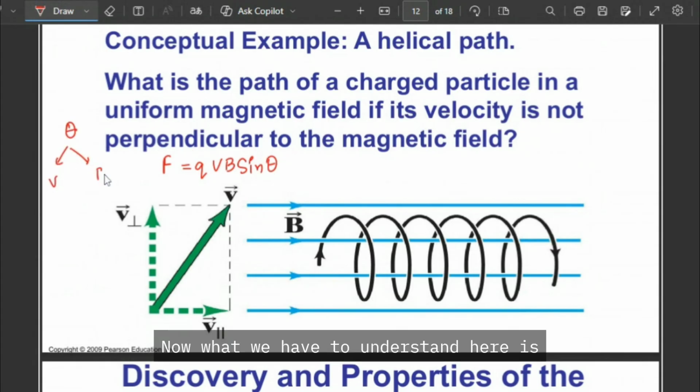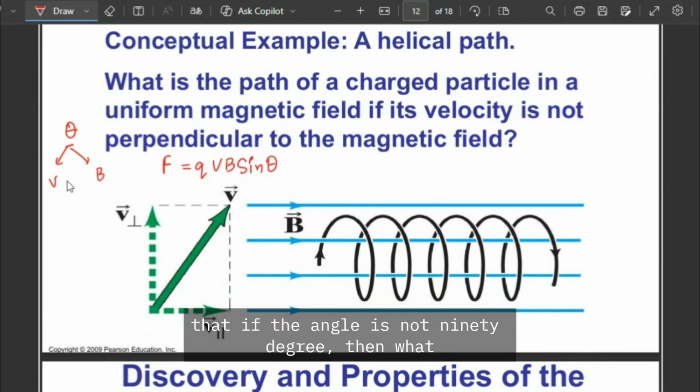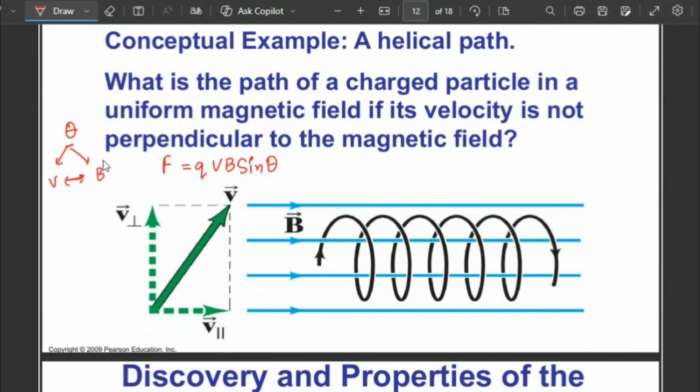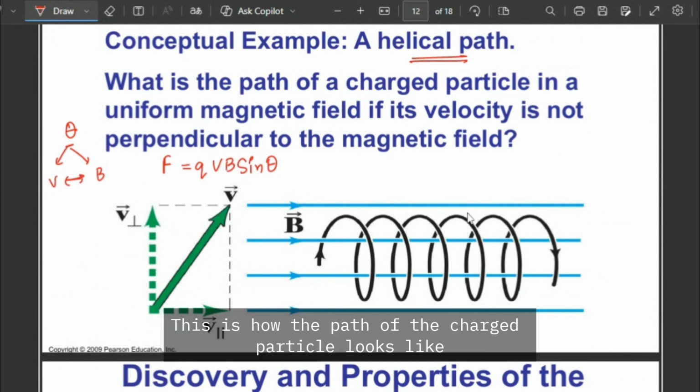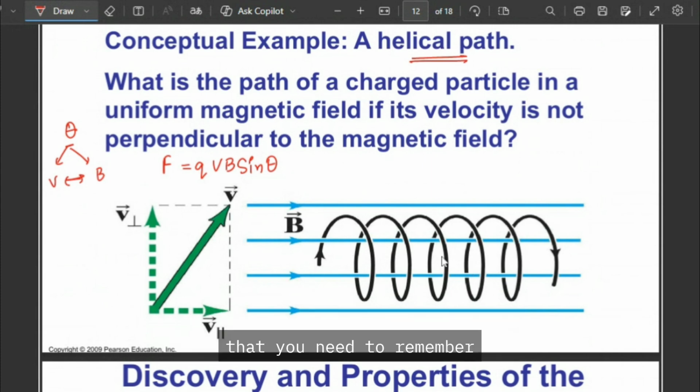Now what we have to understand here is that if the angle is not 90 degrees, then what? Then the path is going to be helical. This is how the path of the charged particle looks like. So this is the difference that you need to remember. If the angle is 90 degrees, that is, velocity and magnetic field are perpendicular, it would be a straight line.